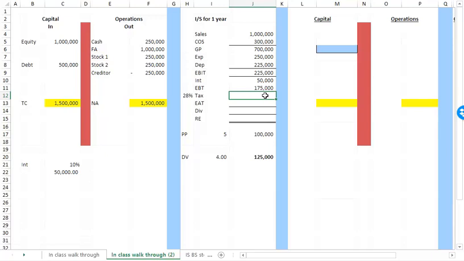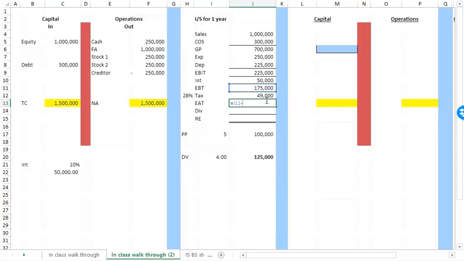So next up is we need to calculate how much tax we have to pay on 175,000. We'll take the 175,000 and multiply it by the 28%, which is the corporate tax rate, and now we have a tax expense or tax payable.